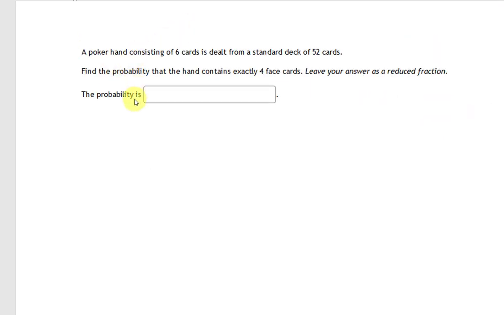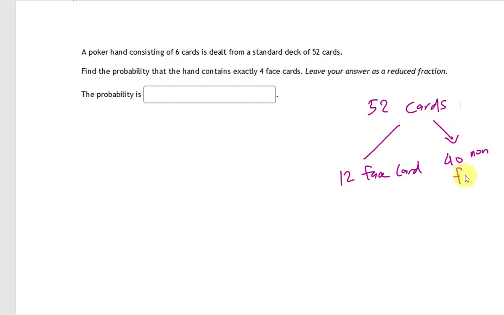Okay, let's try the last question here. A poker hand consisting of 6 cards is dealt from a standard deck of 52 cards. Find the probability that the hand contains exactly 4 face cards. Just a quick reminder, from the standard deck of 52 cards, we have 12 face cards, and the other 40 are non-face cards.